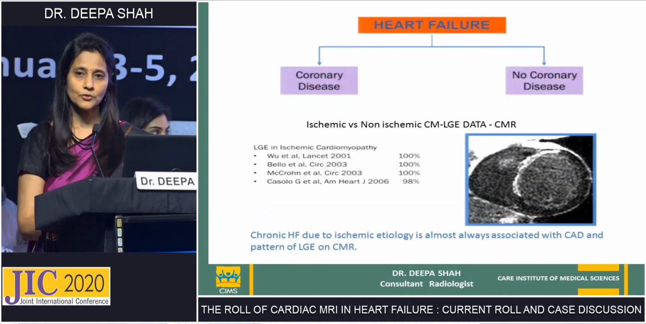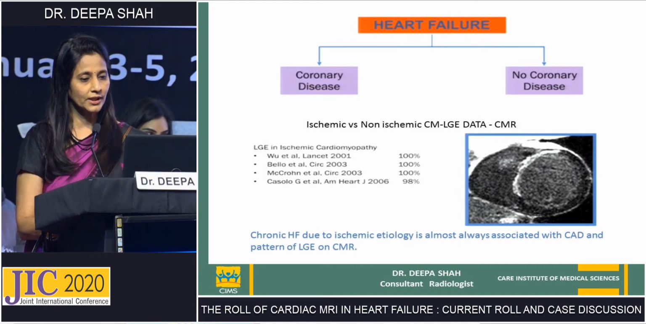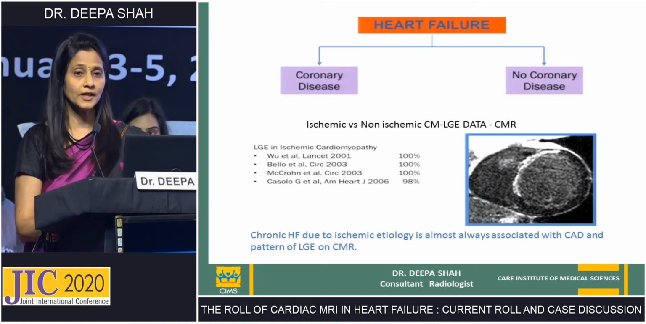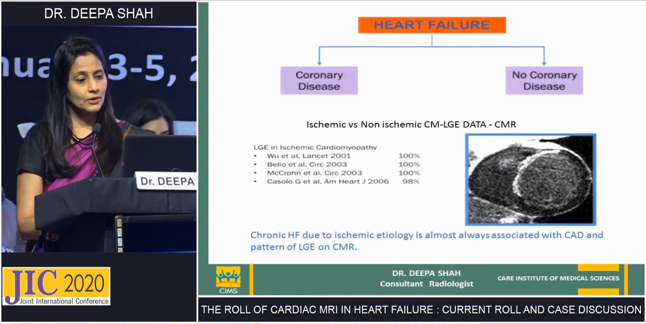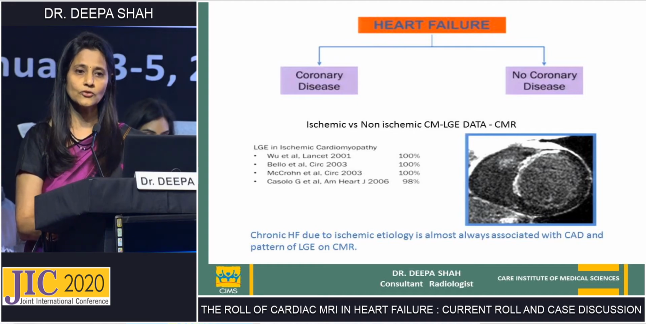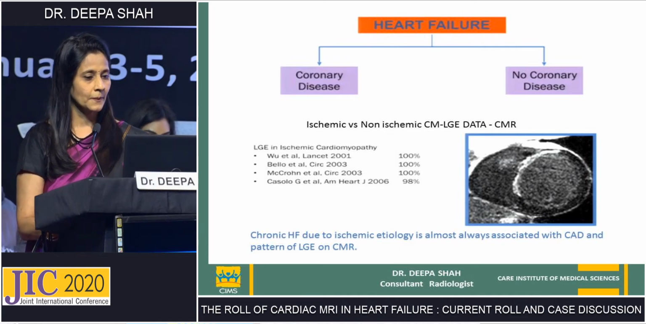Probably the second thing that you want to know, apart from LV function, is what is the underlying cause of heart failure, whether it is coronary disease or non-coronary disease. And obviously angiography is the first modality of choice. But there are situations where you may not want to proceed with angiography, and now the question is, is there any role of cardiac MR in identifying whether this is ischemic or non-ischemic cardiomyopathy?